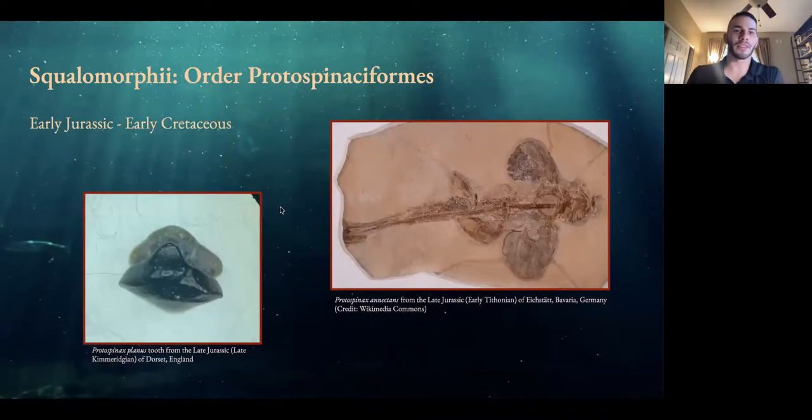Next up, we have an extinct order of squalomorph sharks known as the protospinaciforms. These are from the early Jurassic through the early Cretaceous. They have no extant or living relatives.